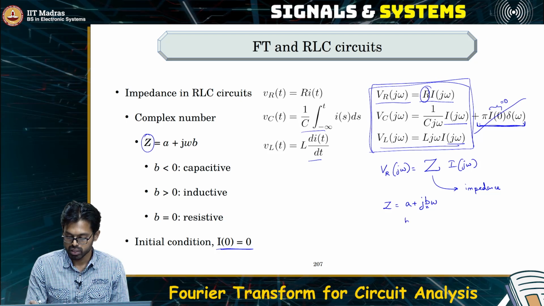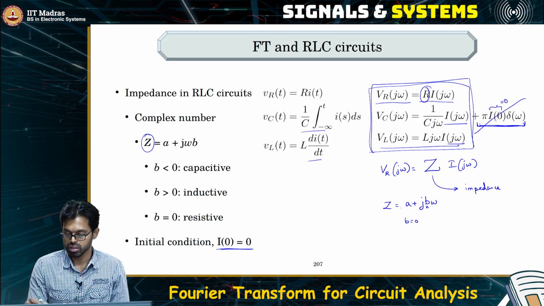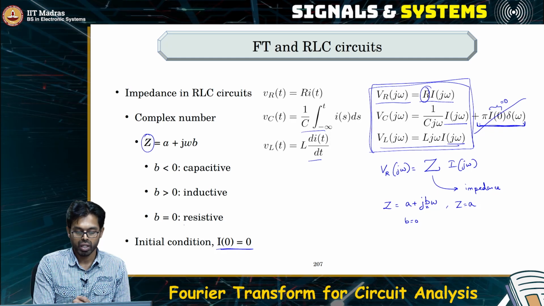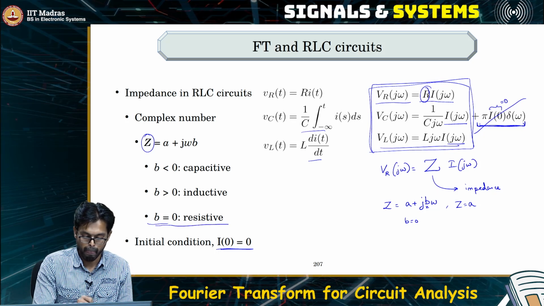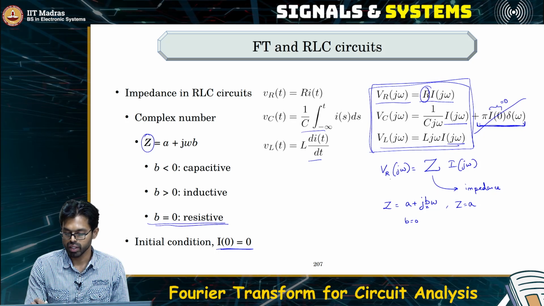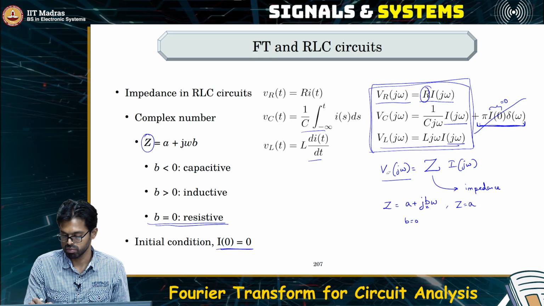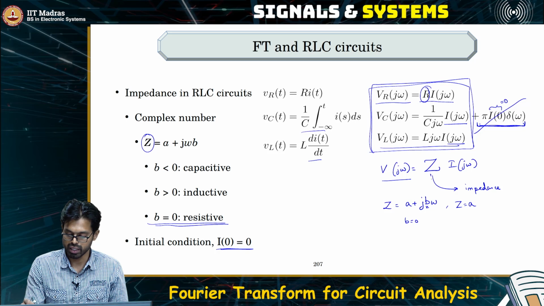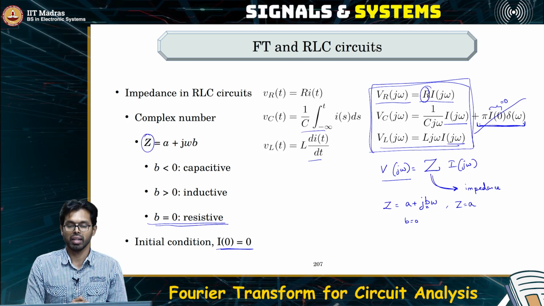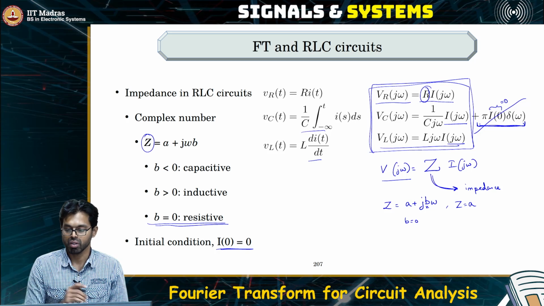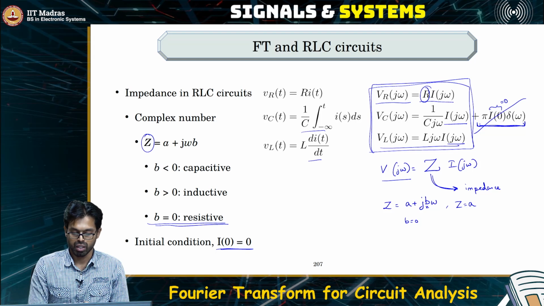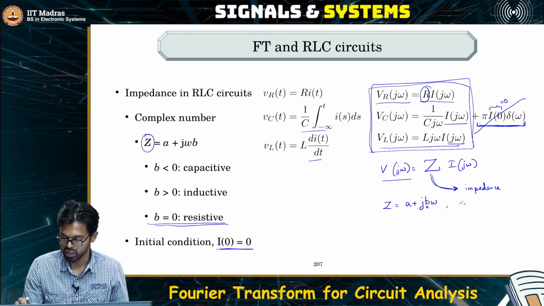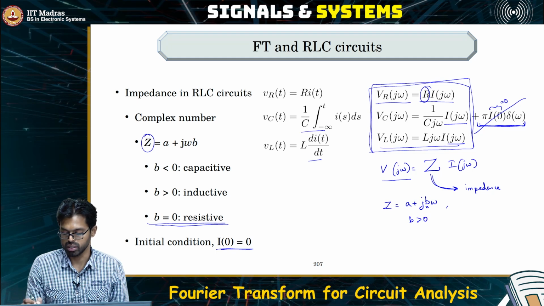When B is equal to 0, then Z equals A. This is purely resistive. So if we say that some voltage V of j omega is equal to Z times I of j omega, and this Z is purely real, then it's actually a resistive component that is present in the circuit. Now, if it is, let us say, A plus j omega B and B is greater than 0, a positive value.